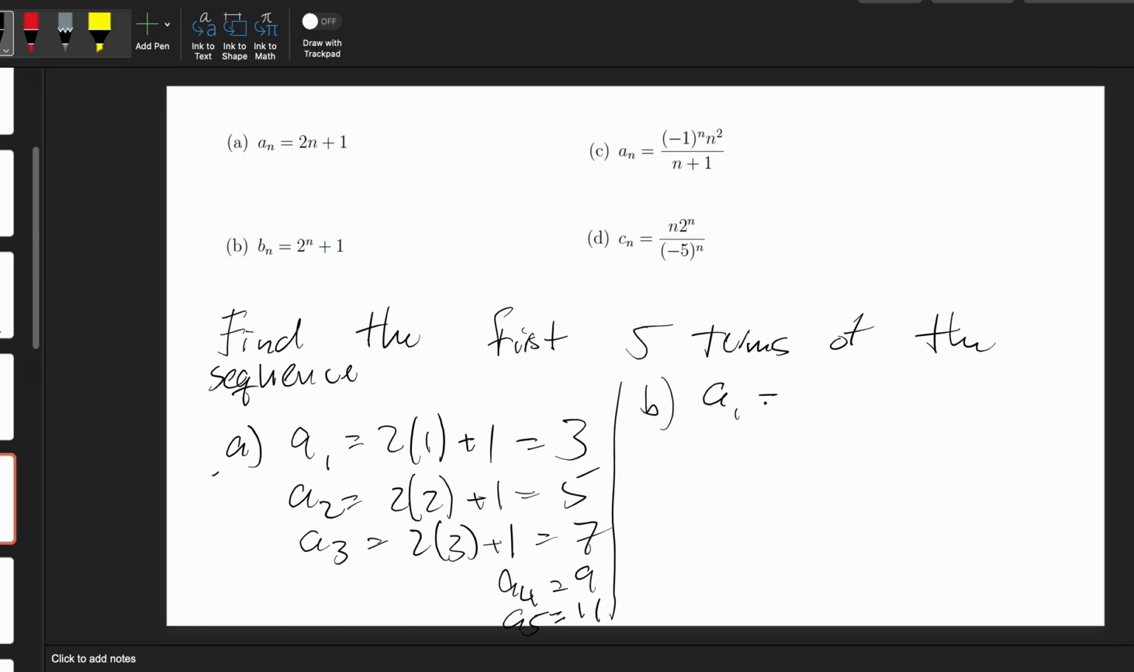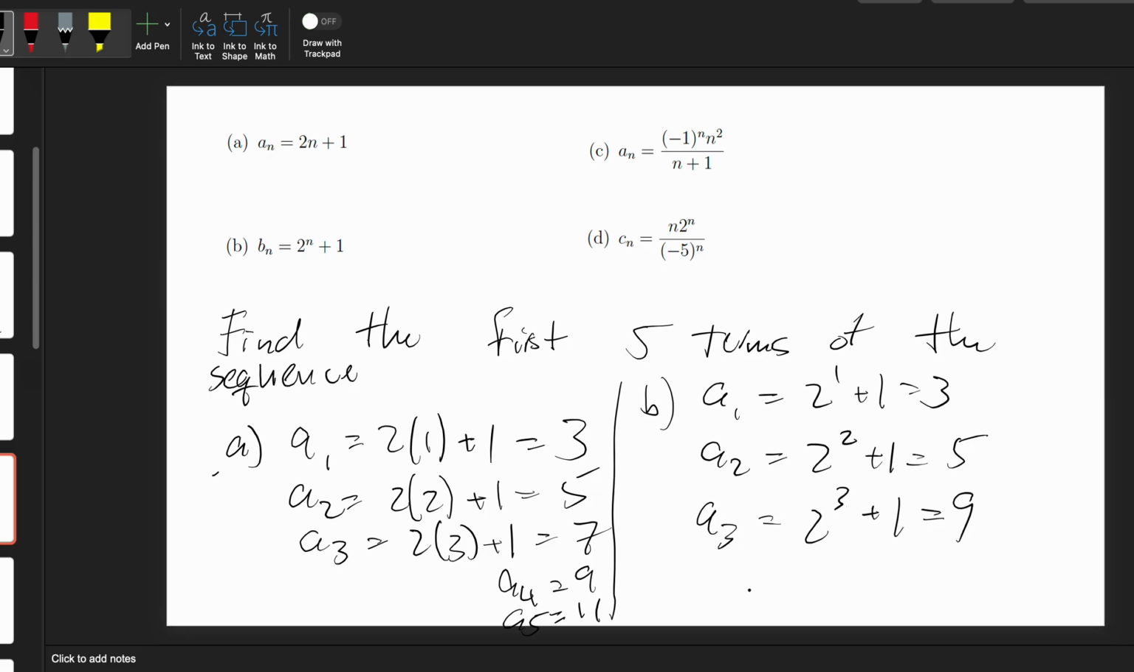So a sub 1 will be 2 to the 1 plus 1, which is 3. A sub 2 will be 2 squared plus 1, which is 5. Okay, looks like it's going to be this one, right? A sub 3 is 2 cubed plus 1, which is 9. So it's already different. A sub 4 is 2 to the 4th plus 1. 2 to the 4th is 2, 4, 8, 16, plus 1, which is 17. And 2 to the 5 plus 1 will be 33.